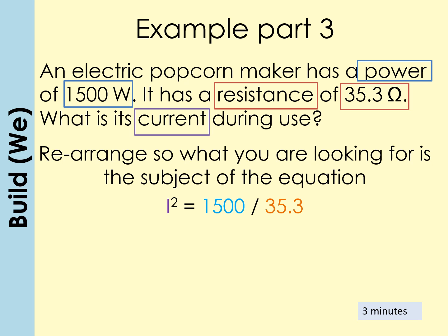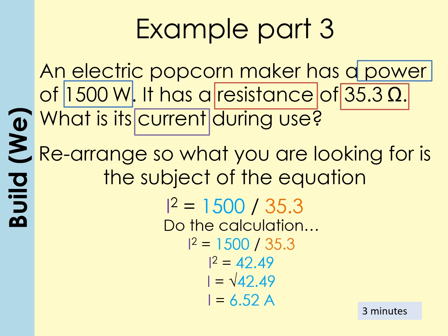Okay, so we've got to this point where it's current squared equals 1500 divided by 35.3. And then what we do is do the calculation. So it's 42.49, but that's only I squared. So we need to find the square root of 42.49. This is where calculators come in very handy. And you will find, if you work through, that the answer is 6.52 amps.